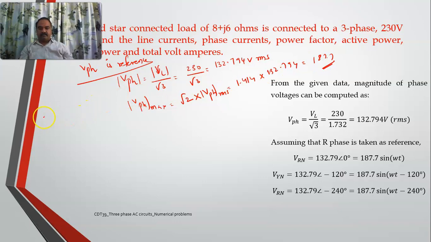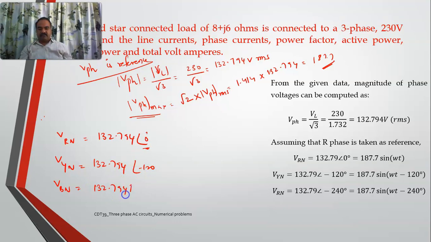Now, these are the phase voltages. If I want them for all, VRN, VYN, and VBN, how will they be? One is 132.794 at an angle of 0. You take this one as a reference, so the remaining will be at minus 120 and minus 240. Phase voltages are taken as reference: 0, minus 120, minus 240. Then we will calculate line currents and phase currents based upon this reference.